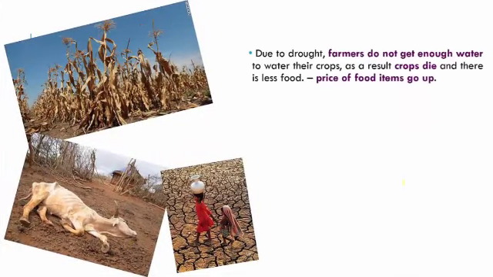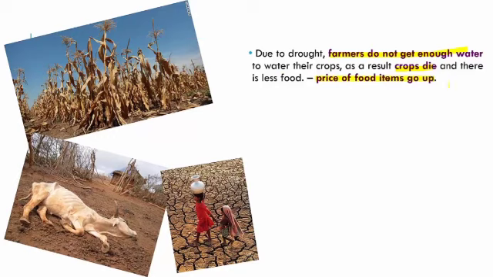Now, due to drought, farmers do not get enough water to water their crops, because of which their crops will die. When crops die, there are not enough grains that come to the market. So, in the market, whatever food grains are there, their prices will go up.